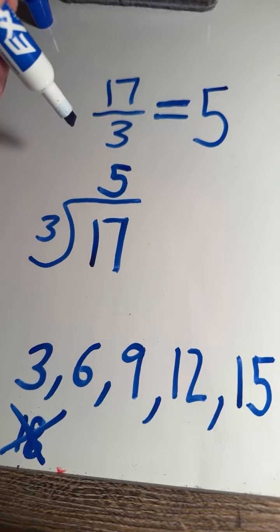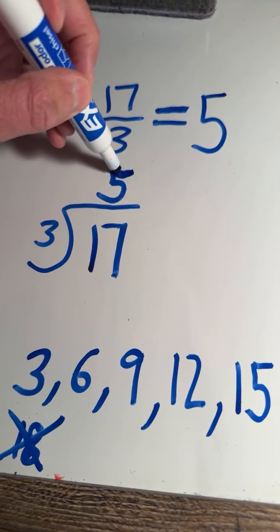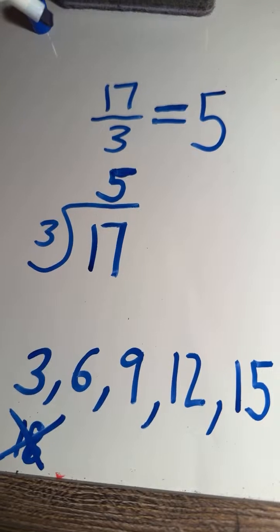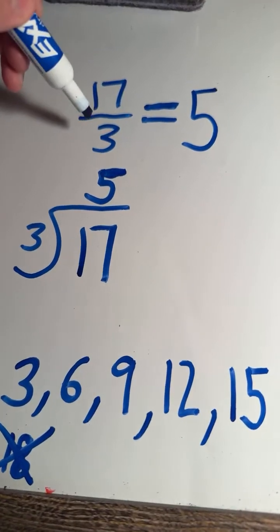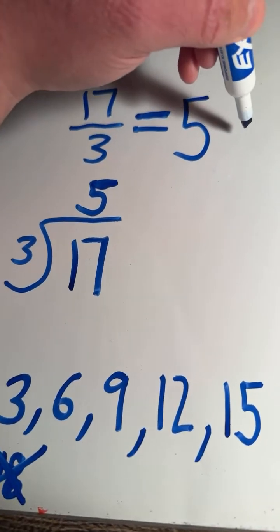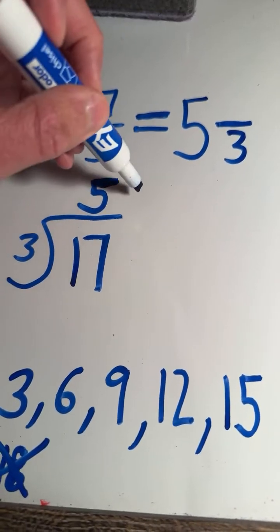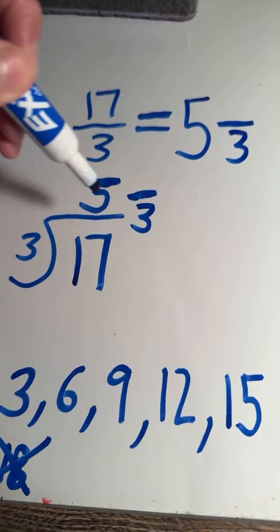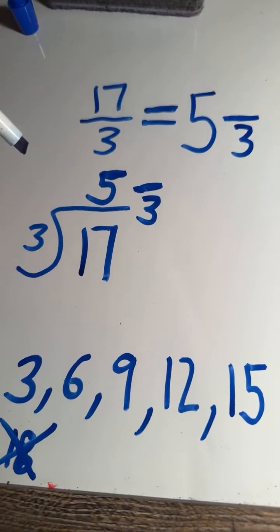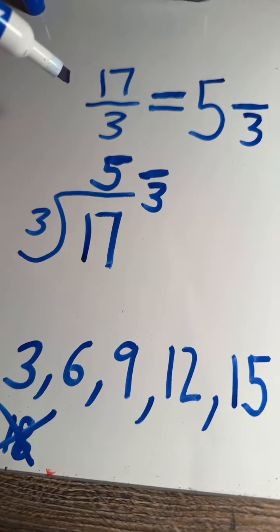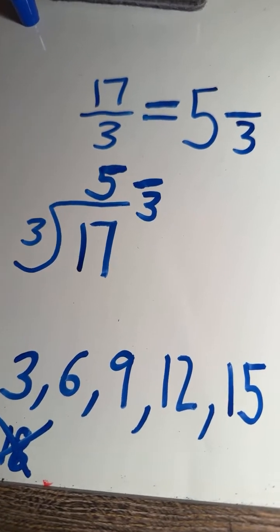Now, our denominator stays the same. The denominator in an improper fraction and a mixed number does not change. So the denominator, the bottom number, is 3. 3 will be our denominator when we convert it to a mixed number. The number we're dividing by, that's our denominator. Now, our numerator is how much is left over.